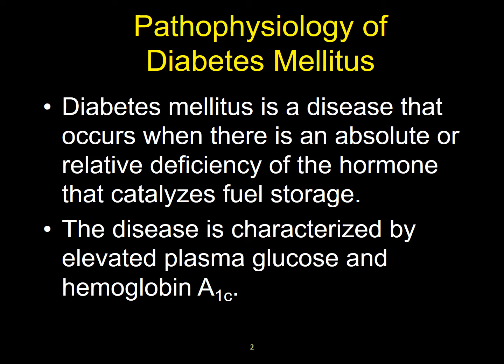So in diabetes, we will talk about the fact that there is either no insulin or there is not enough to do the job. But in the case of not enough to do the job, that could mean that insulin is present but low. It could mean that it is present in normal levels but can't do the job, or it could mean that it's present in elevated levels but still can't do the job. The disease is characterized by elevated plasma glucose and a hemoglobin A1C.